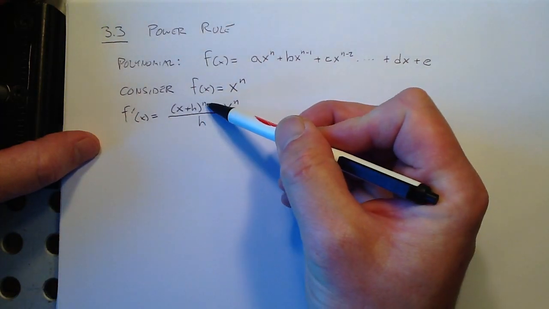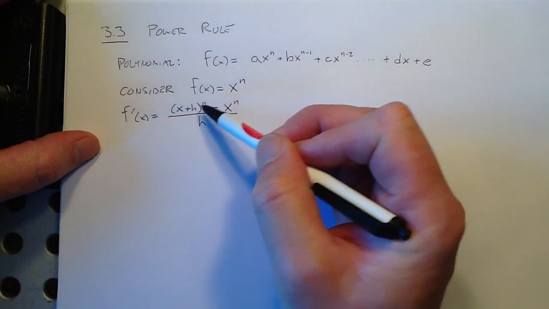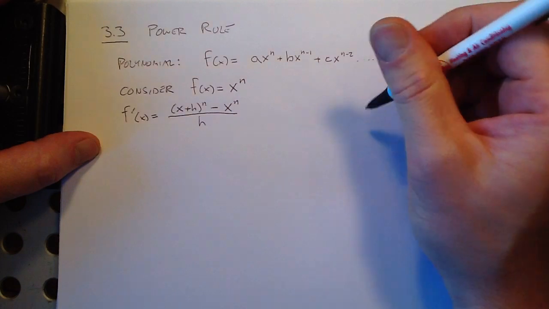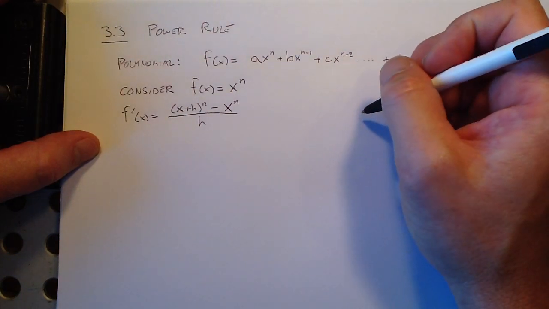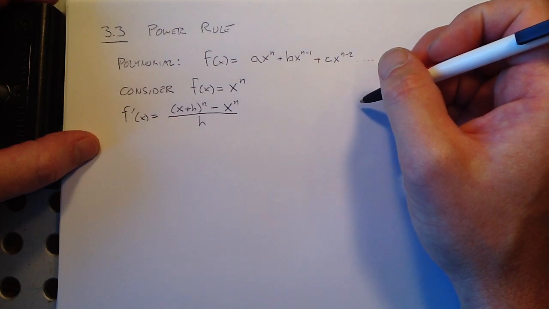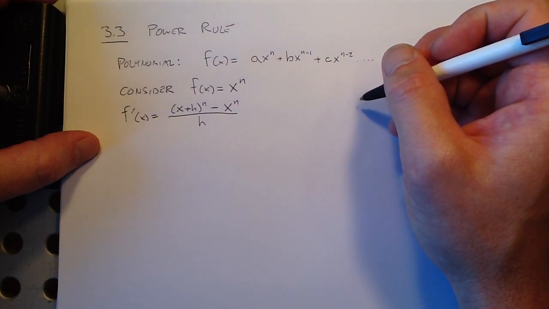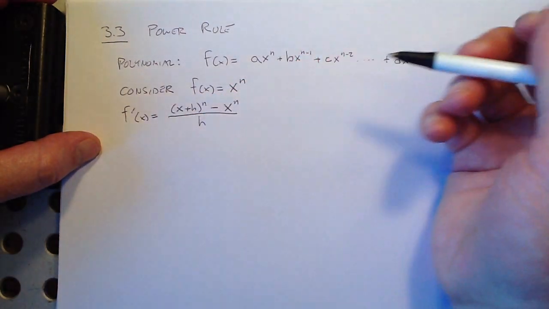Now, you've had to expand this before. If it was squared, you FOIL that out. If it was to the third power, fourth power, whatever. But in general, I want you to remember something from pre-calculus, the binomial theorem. It's a generalization about how to expand things like this.